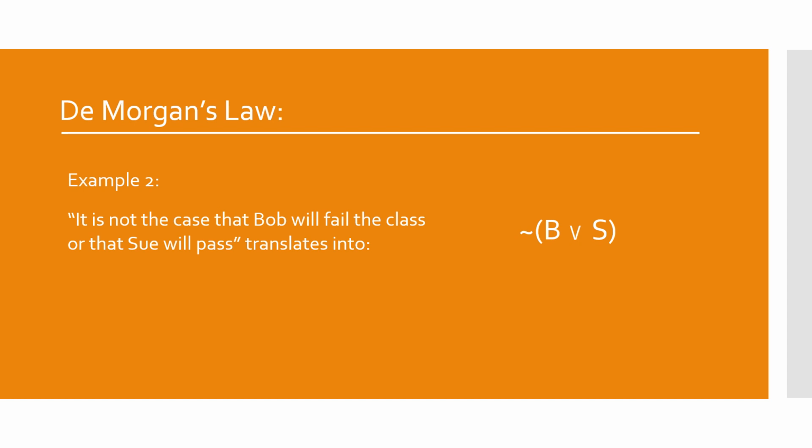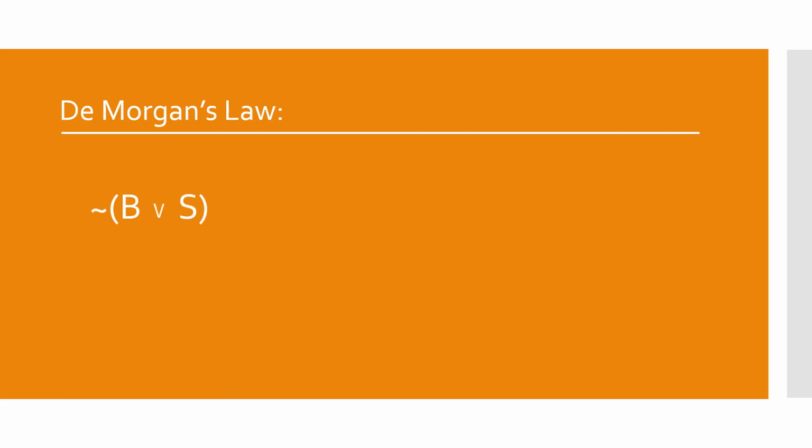If I have an example that says it is not the case that Bob will fail the class or that Sue will pass, again, we could translate this into tilde or not b or s. And once again, it's very tempting to imagine that what we could do is simply distribute this tilde to both terms so that we end up with not b or not s. But like before, this doesn't work. This is not a logical equivalence to the original statement. So we can't simply distribute the tilde without taking care of that operator.